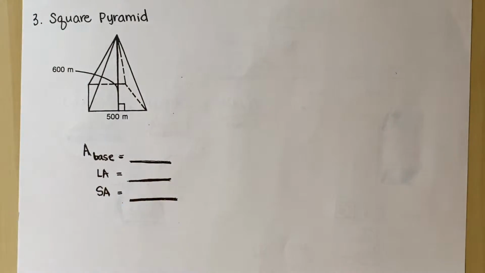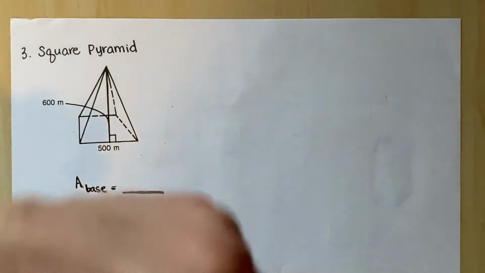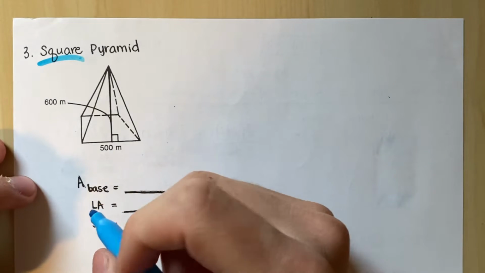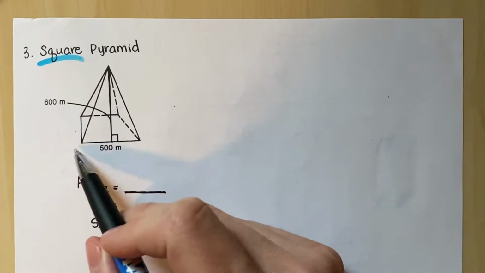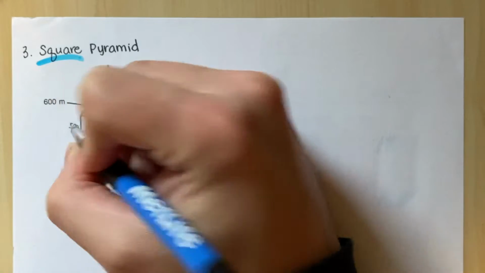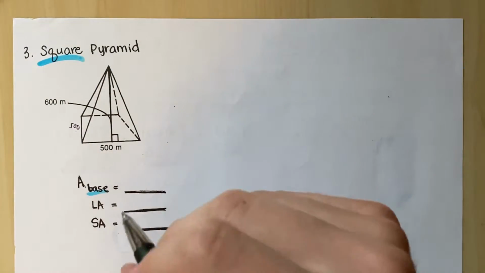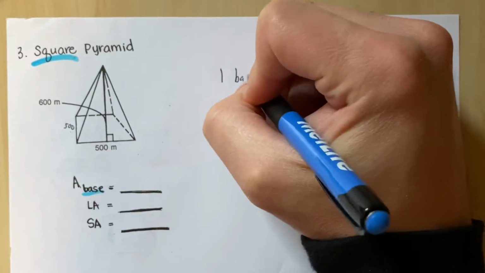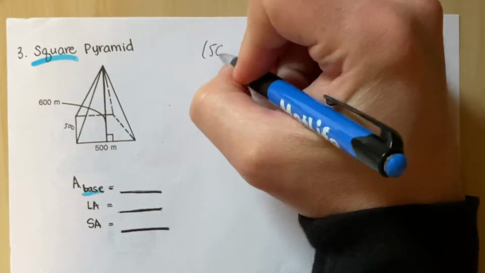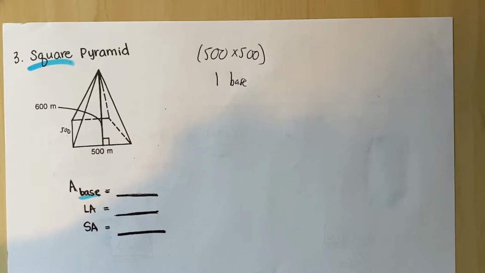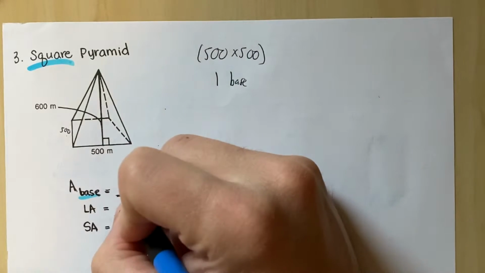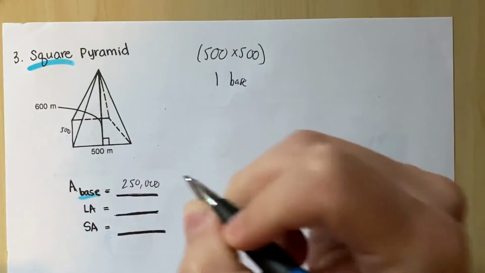Okay, so here's the idea. Remember, these names are important. Okay, when you have a square pyramid, your base is a square. So that's pretty chill here. If I know it's a square, if this is 500, then this is definitely 500, right? So the area of the one base in a pyramid is 500 times 500. We got a big boy here. Okay, so that is done. That's the one base. 250,000.